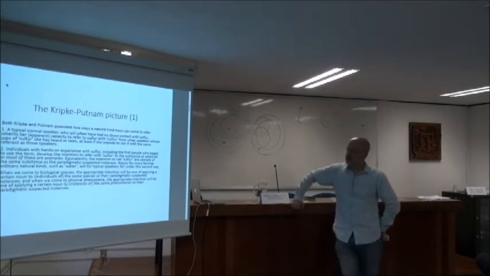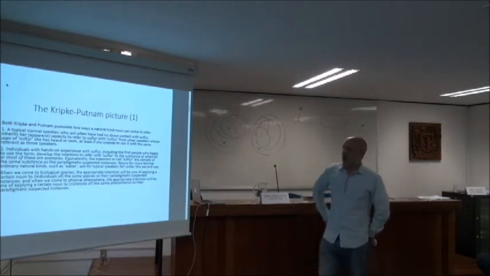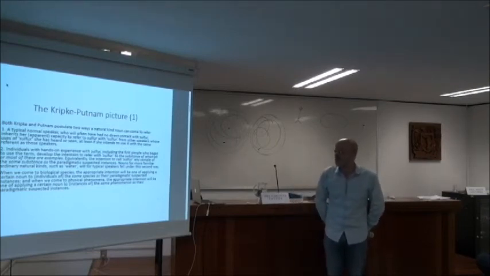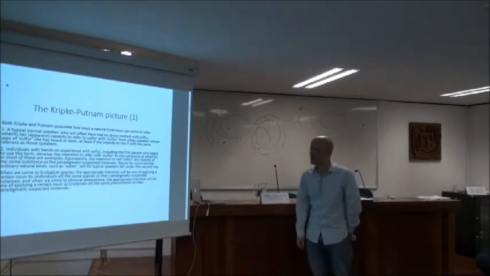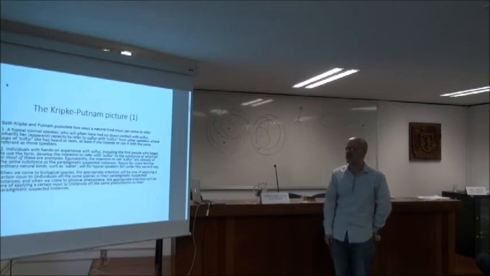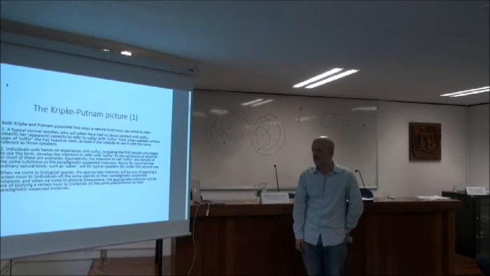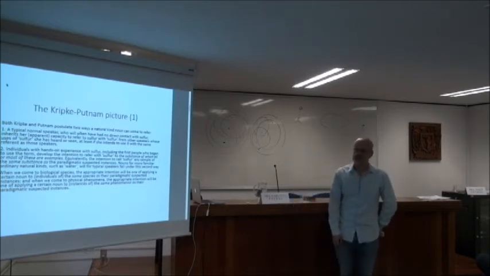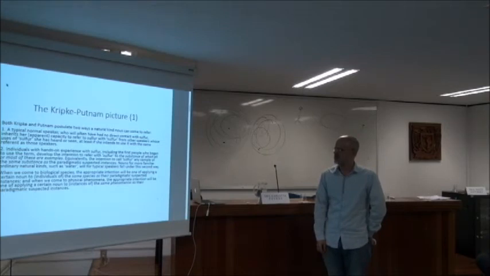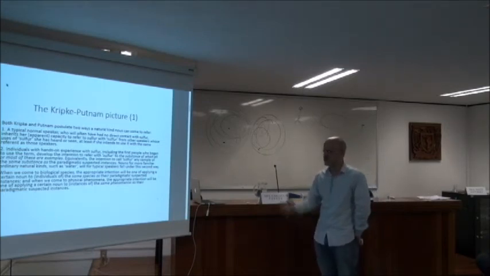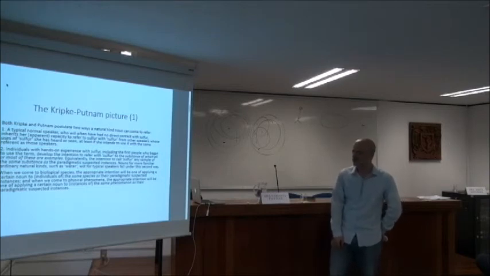Okay, I suppose this will be familiar to many people here. Both Kripke and Putnam postulate two ways a natural kind noun can come to refer. One way would be this: a typical normal speaker who will often have had no direct contact with sulfur inherits her apparent capacity to refer to sulfur with the name sulfur from other speakers whose uses of sulfur she has heard or seen, at least if she intends to use it with the same referent as those speakers. So here we have the case of someone who hasn't seen sulfur or any samples of sulfur, but she receives the name from other speakers in a causal transmission of the name or the noun. And if everything goes right, she thereby becomes a competent user of sulfur.